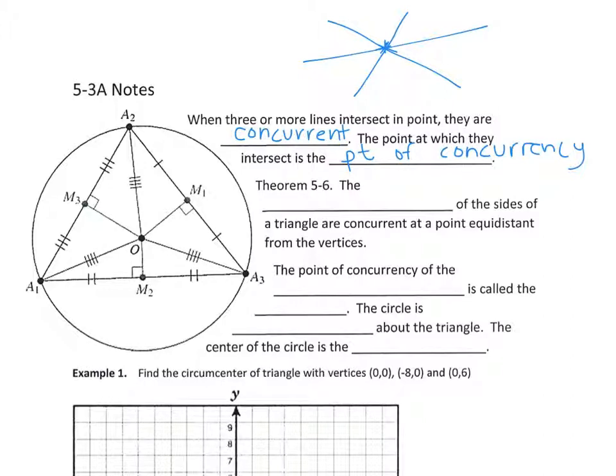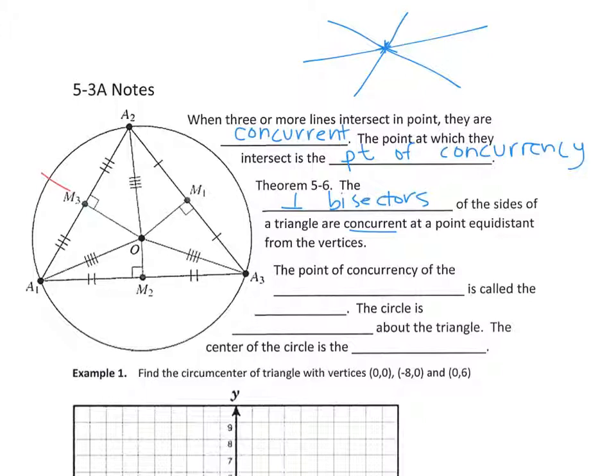Theorem 5.6 reads, the perpendicular bisectors of the sides of a triangle are concurrent, which means they connect at a point equidistant from the vertices. So the perpendicular bisectors are here. All right, so they connect at one point. They're the perpendicular bisectors because if this is the side, you bisect it, so you cut it in half, and then you make a line that's perpendicular.